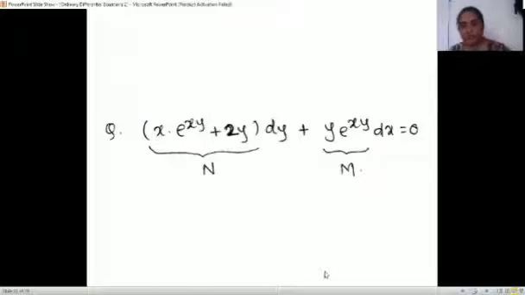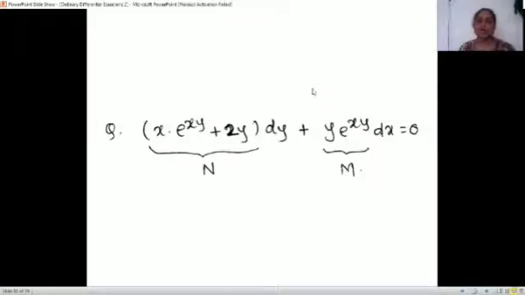So here one equation is there. It is M dx plus N dy, wherever there is dx, with that there is M, and wherever there is dy, there is N. We can check whether it is exact or not. So let us check.